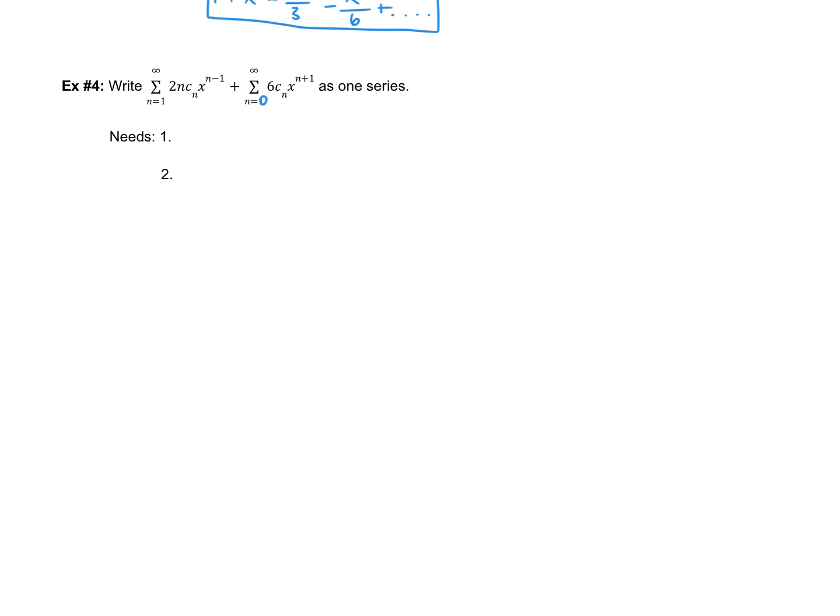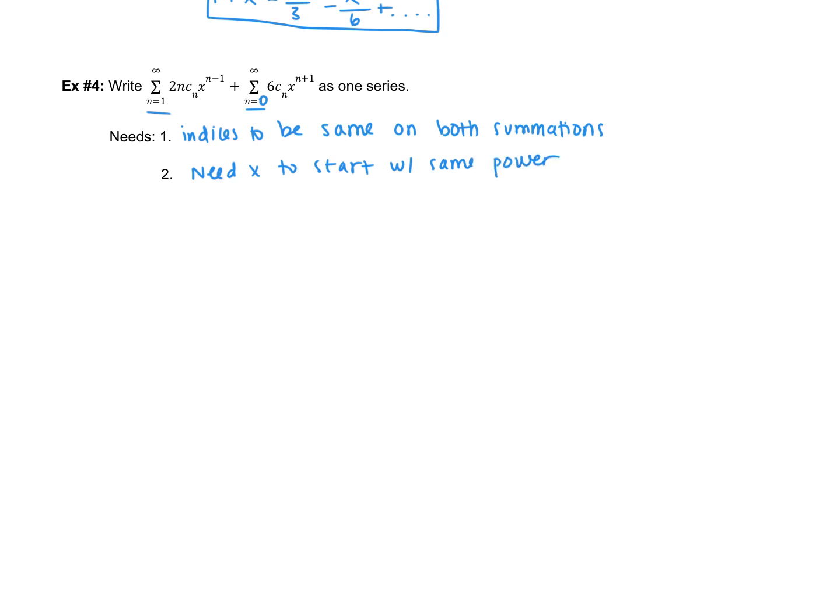Okay, so there's 2 things that we're going to need. First need is that we need the indices to be the same on both summations. Which now with our change is not the case. We have n equals 1 and we have n equals 0. Then we also need x to start with the same power. And you'll see what I mean by that in a minute.